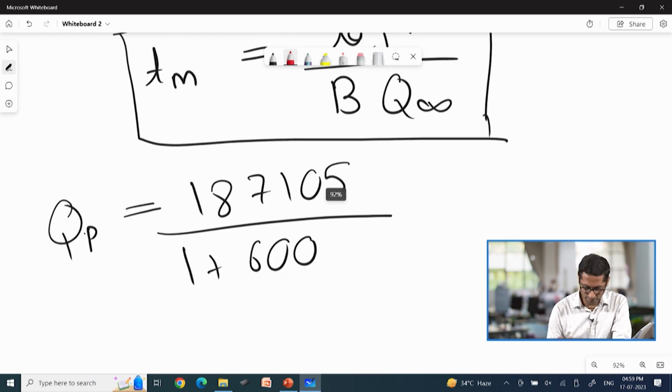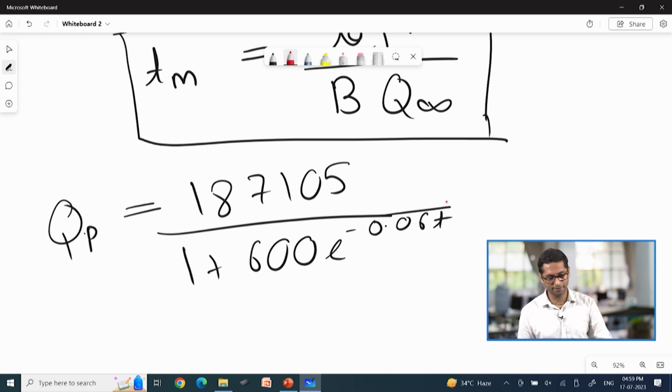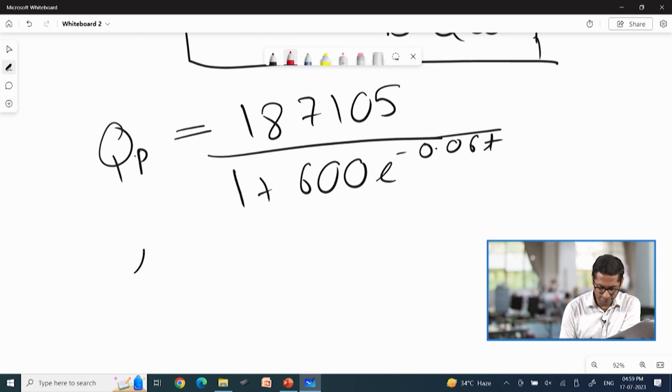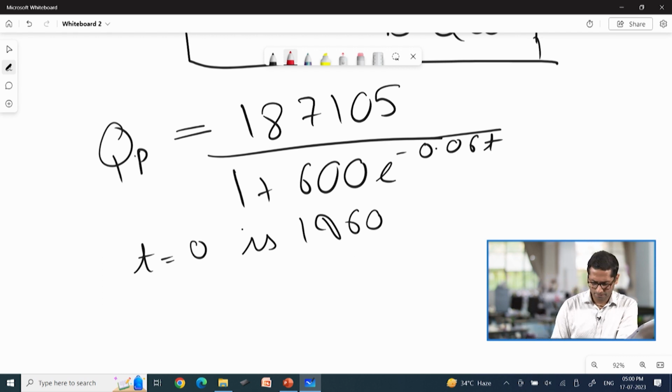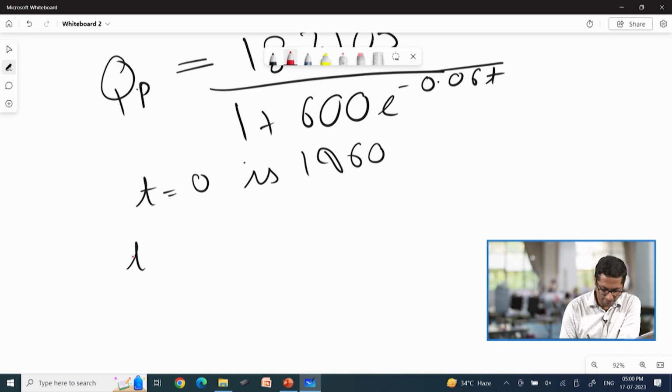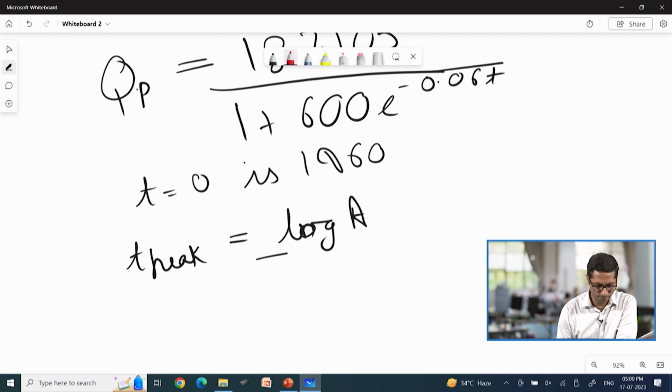So A and then e raised to power minus 0.06 t, which is basically the multiplication of B into Q infinity. And for this relationship, I am assuming that T equal to 0 is the year 1960s, which is when the coal production in India picked up. So if I have to find the time for the peaking of the coal, the T peaking, this would be given by the relationship log of A divided by B into Q infinity.